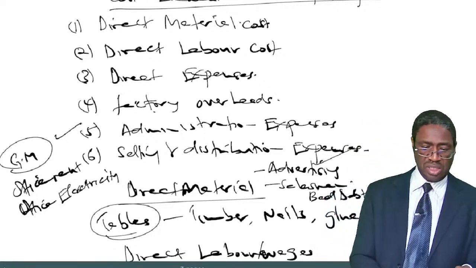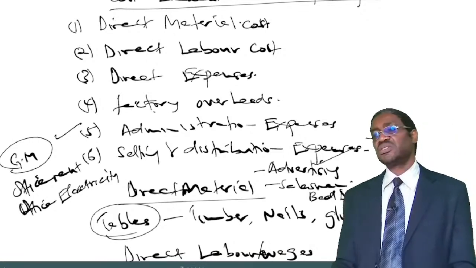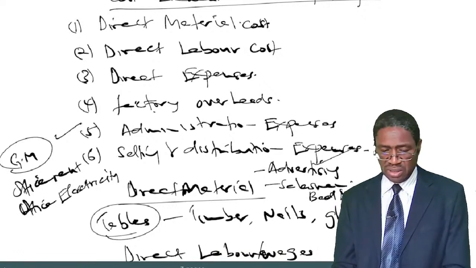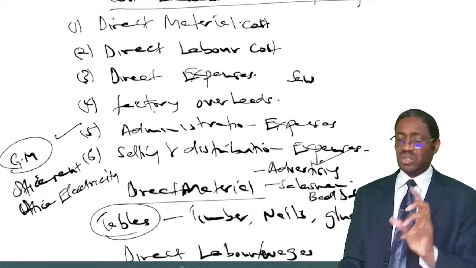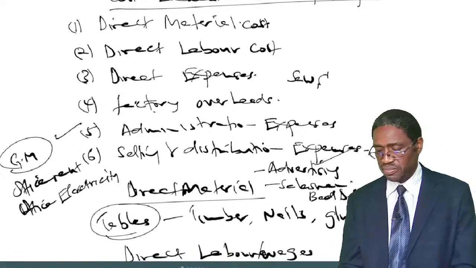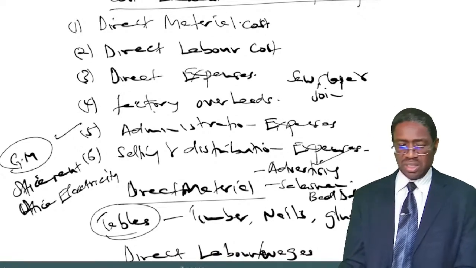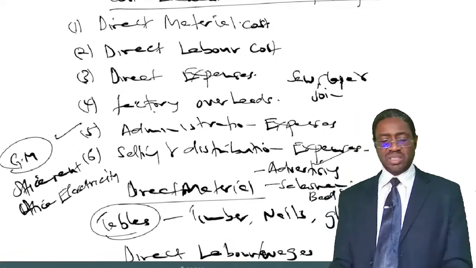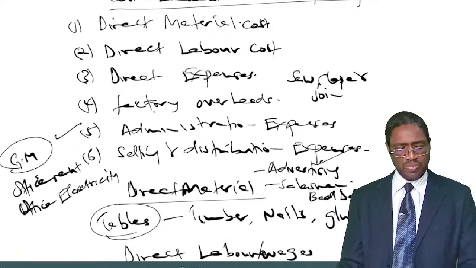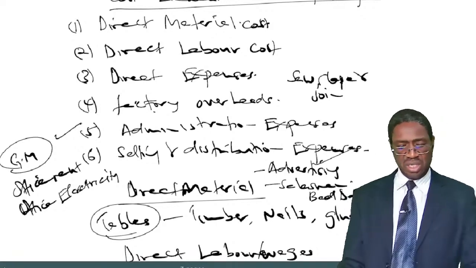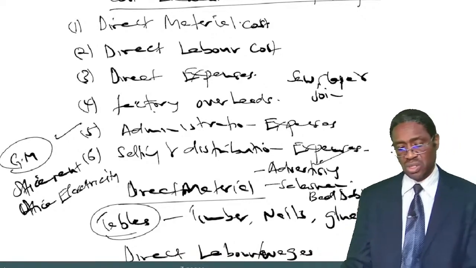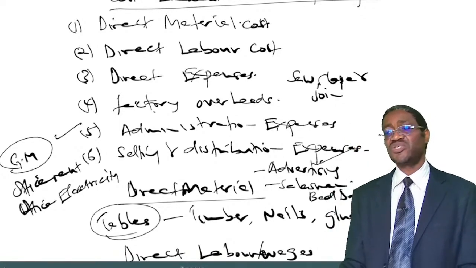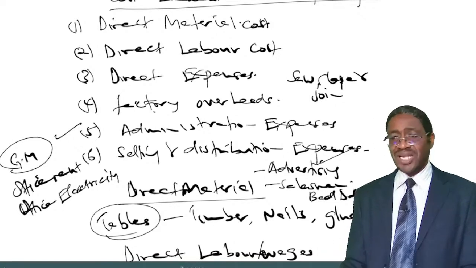For example, the wages paid to those workers who will saw, shape, and join the pieces of timber into tables. Good. That's all about direct labor.